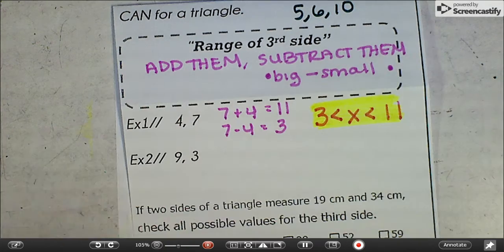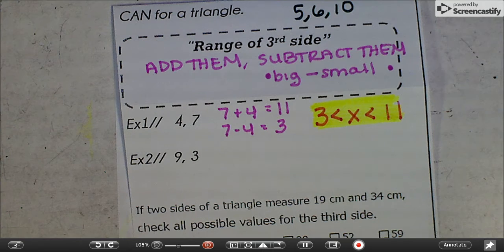We talked about this kind of notation in Algebra 1. What this means is that x is between 3 and 11. So it can be any number between those. Can it be 3? No. Well, let's try it. 3 plus 4 is 7. Is that a triangle? No. So it has to be between 3 and 11.